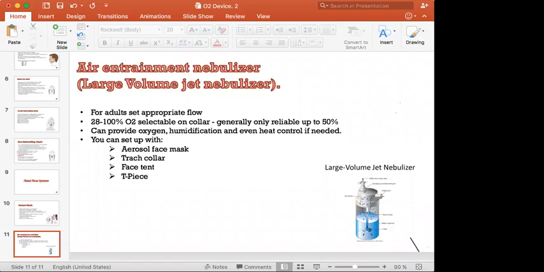High flow nasal cannula is a relatively new thing in the market, and it's between the regular oxygen devices and the BiPAP and CPAP machines.